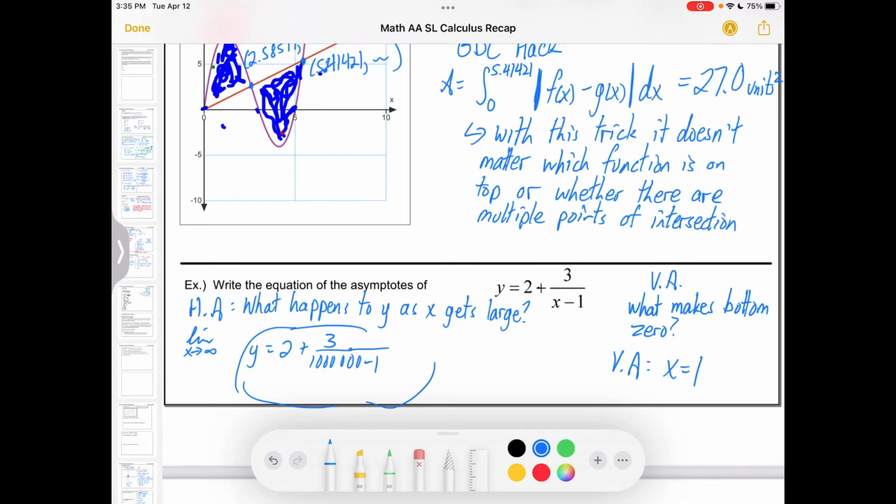If I had 2 plus 3 over a little less than 1,000,000, I mean, that's going to be 2 plus a very tiny bit. It's going to be basically 2. Okay? That number that you're heading towards, that is your horizontal asymptote. If you want to do it more formally using a limit, feel free. But that's what we're asking: what happens to y as x gets very large? So there are our two asymptotes.